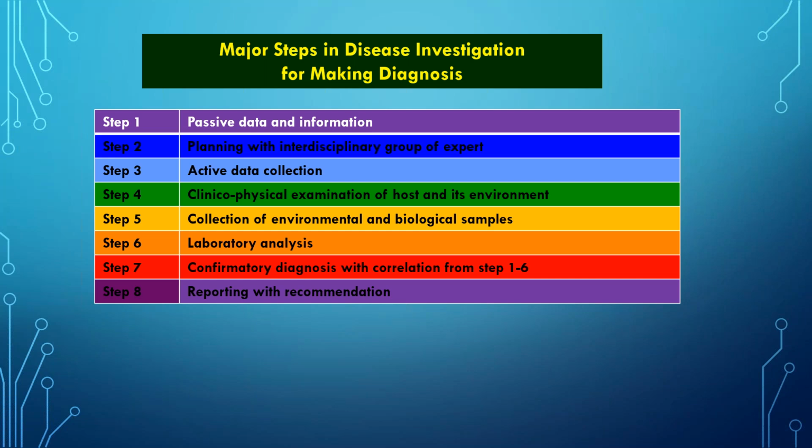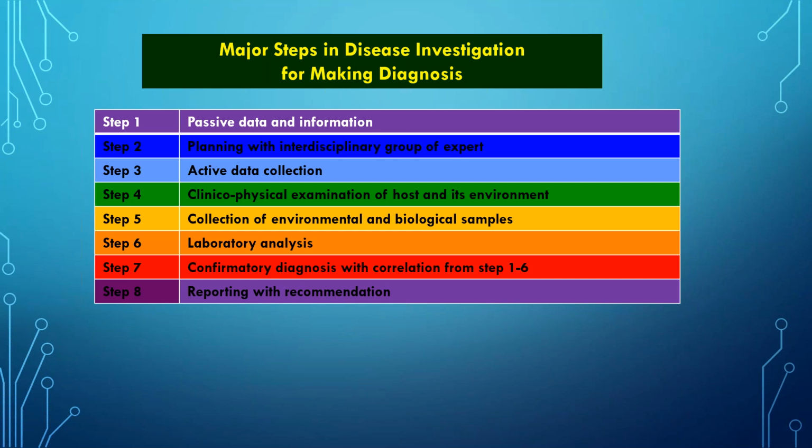The major steps in disease investigation for making diagnosis, this is a very decision making step. Step one is passive data and information, that is, everyday data maintenance would be required. That literally helps in the management in the long run. Then planning with an interdisciplinary group of experts. The middlemen, the self-proclaimed trainers, are again a major threat to aquaculture or rather any health sector. With improper or limited knowledge, they come to the forefront, and as a result the farmers are the main sufferers.